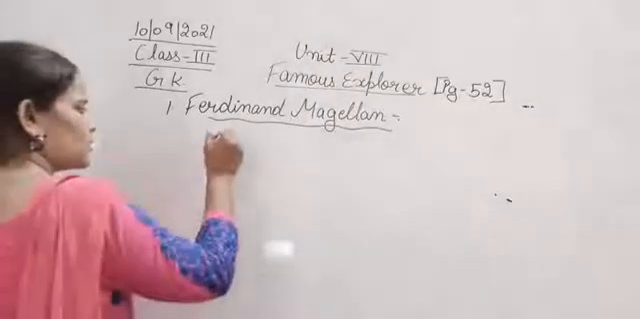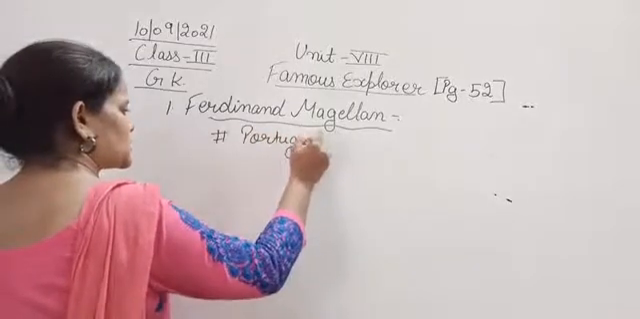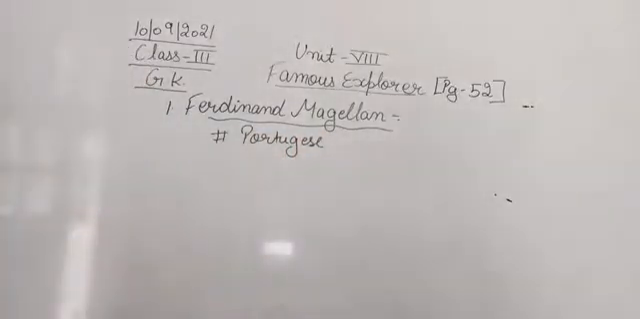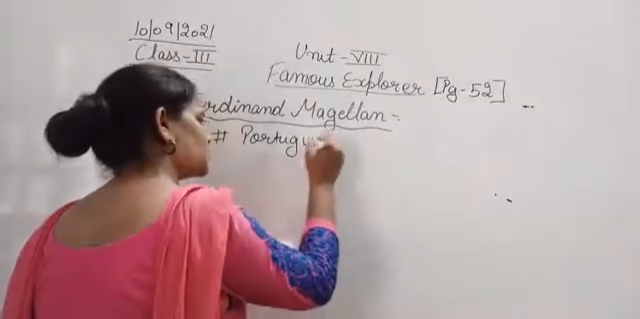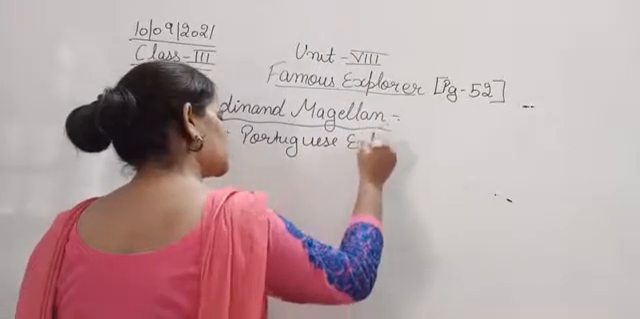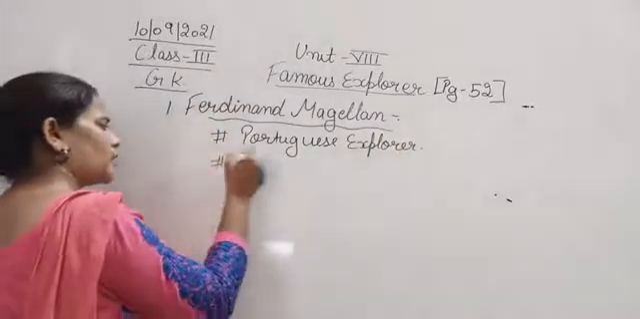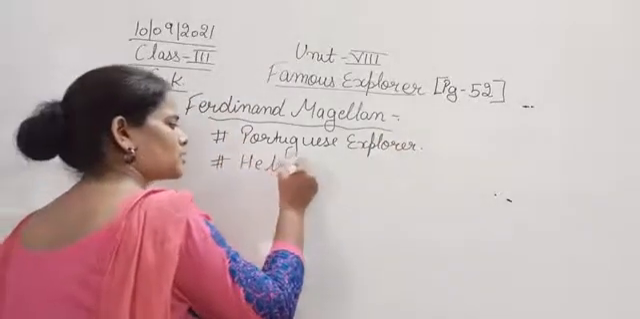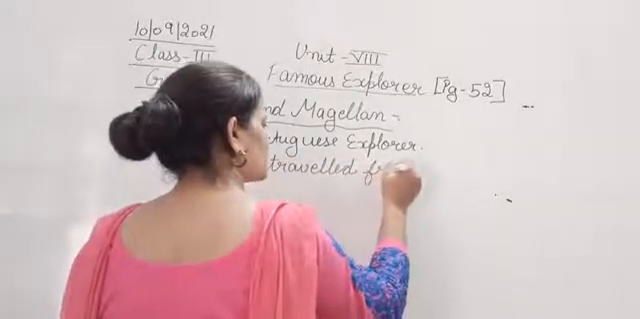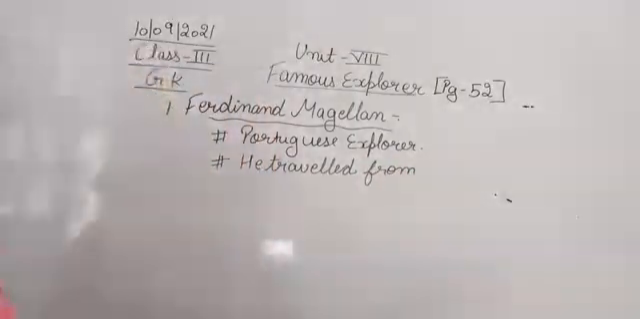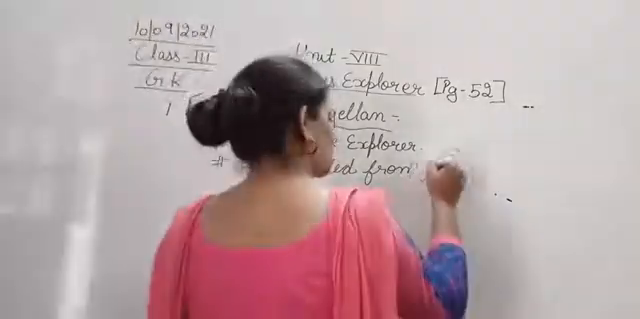So he was a Portuguese explorer. So he was from Portugal. So where did he wander from? He traveled from the Atlantic to the Pacific Ocean.